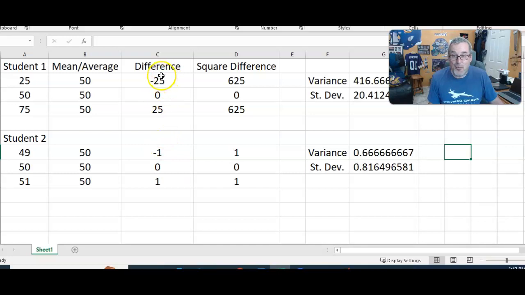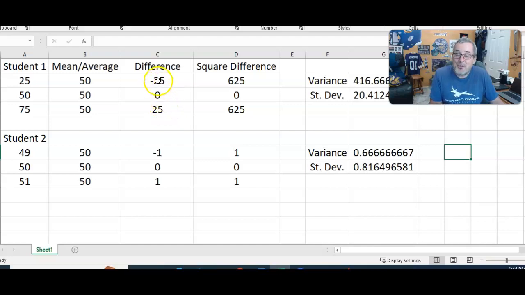But if that's all we did, what would we do with that to get a single statistic? Well, we could average those numbers, but if you take negative 25 and add 25 and add 0, you get 0. If you take negative 1 and add 1 and add 0, you get 0. They both add up to 0, so that doesn't really help.